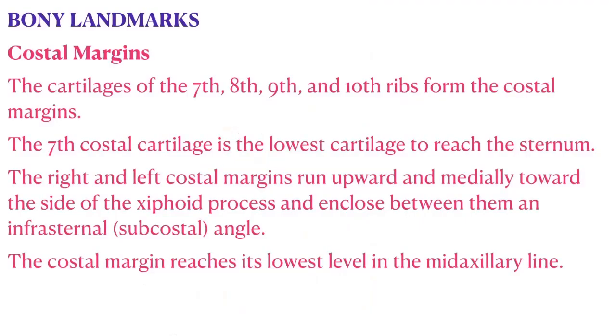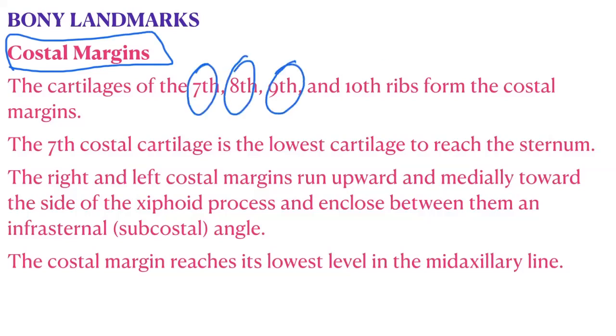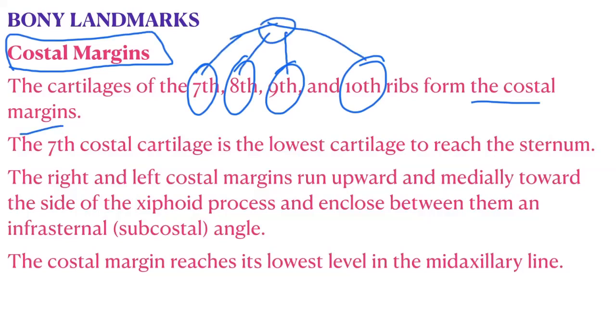Coming to the bony landmarks, here we have bony landmarks, soft tissue landmarks, and some planes by which we can divide the anterior abdominal wall to study the clinical relevance of a particular point, right? Coming to the bony landmarks, first of all, the costal margins, right? The costal cartilages of the 7th, 8th, 9th, and 10th ribs form the costal margin. Remember that: 7, 8, 9, and 10.